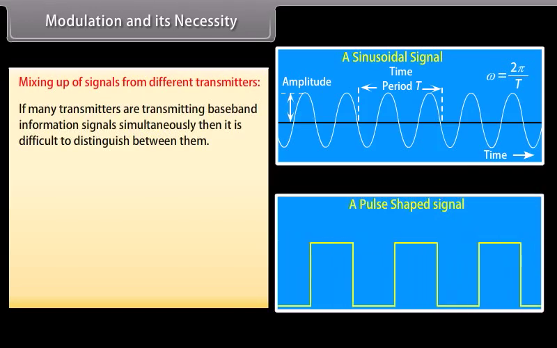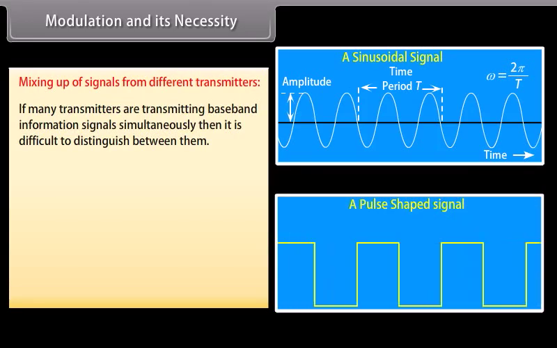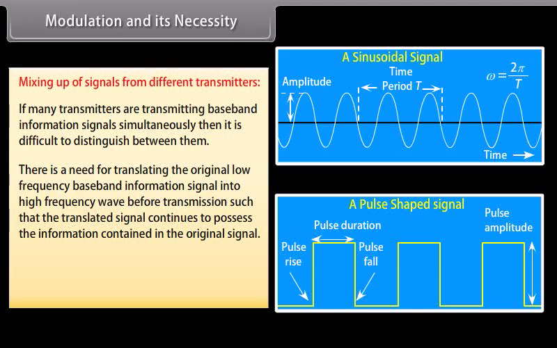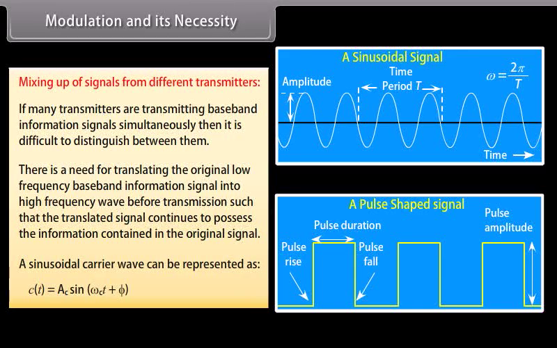Mixing up of signals from different transmitters. If many transmitters are transmitting baseband information signals simultaneously, then it is difficult to distinguish between them. There is a need for translating the original low-frequency baseband information signal into a high-frequency wave before transmission, such that the translated signal continues to possess the information contained in the original signal. A sinusoidal carrier wave can be represented as c(t) is equal to A_c sine (omega_c t plus phi).